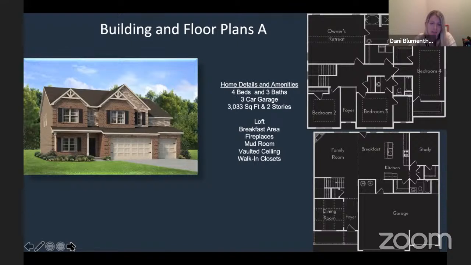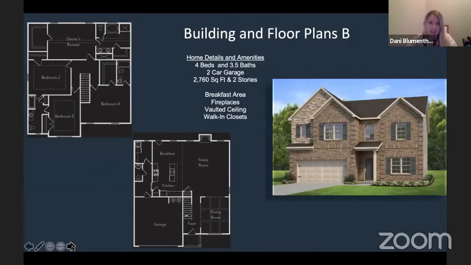So I have a few of the proposed elevations here. This one is a 4-bed, 3-bath home with a 3-car garage right up front, a little over 3,000 square feet. On the right, you can see there's a floor plan of each floor. There's a loft, a breakfast area, fireplaces, a mudroom, nice high vaulted ceilings and walk-in closets. So it's a really modern home, especially on the interior, and the exterior just has some nice finishes like brick and stone. But we'll go through building materials at the end of this.